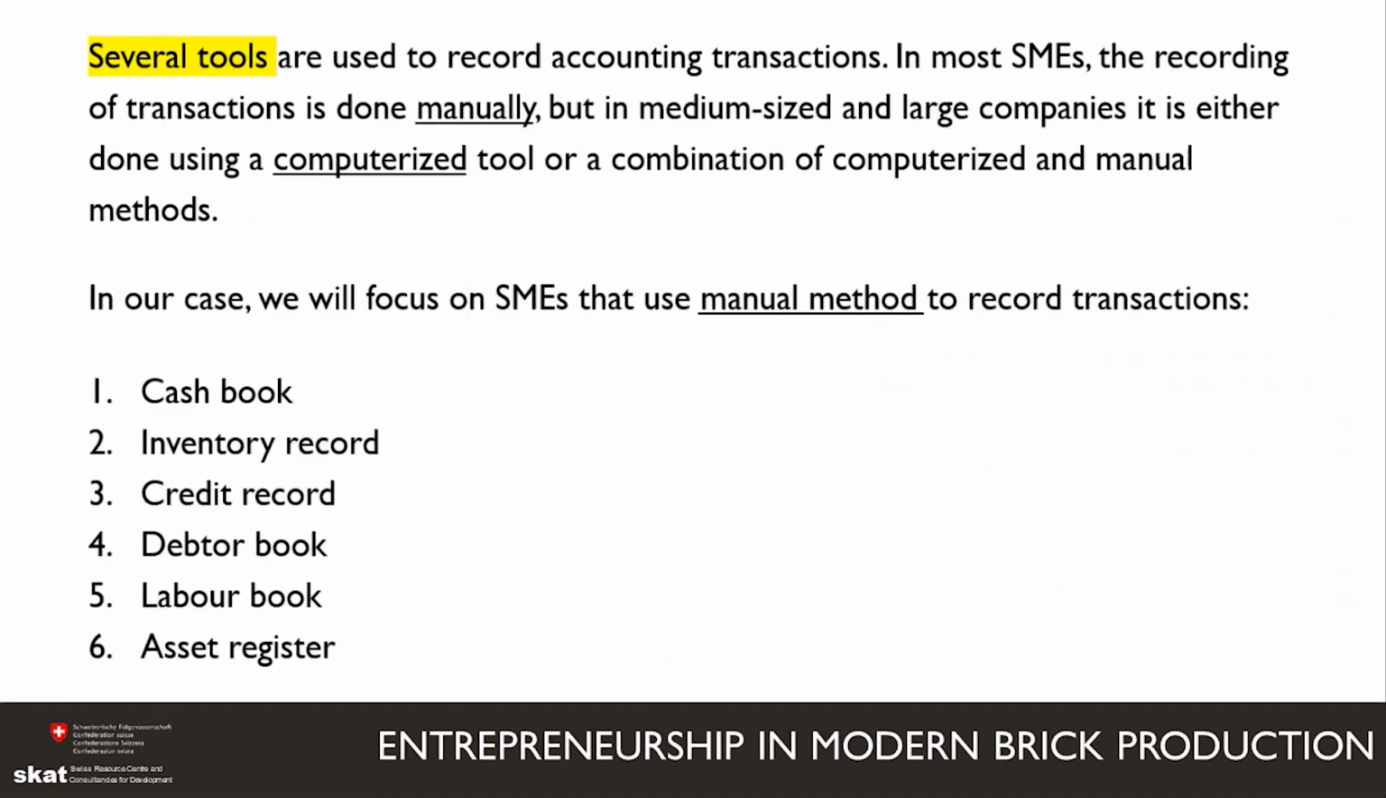So there are several tools that can be used to record transactions. But remember, here we are talking about the case of SMEs, because large companies can use a computerized system, but for SMEs the focus is on manual methods. So here I have listed six tools that you normally need when you are running an SME company: a cash book, an inventory record, a credit book, a debt book, a labor book, as well as an asset register.